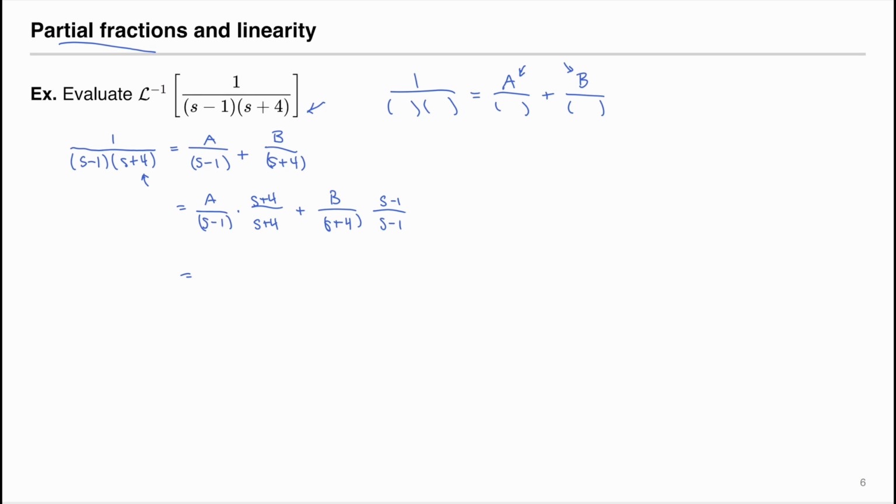So let's multiply them in. S minus 1, s plus 4. Notice that they all have the same denominator of s minus 1 multiplied by s plus 4. So I can collect the numerator, multiply them out. As plus 4a plus bs minus b times 1. And if we look at the left-hand side, the right-hand side and the left-hand side all have the same denominator, and therefore they must have the same numerator.